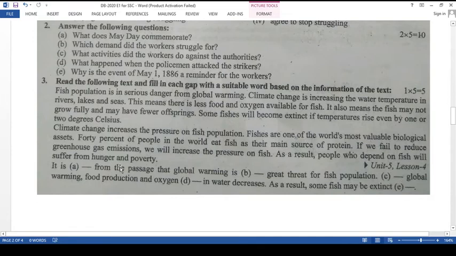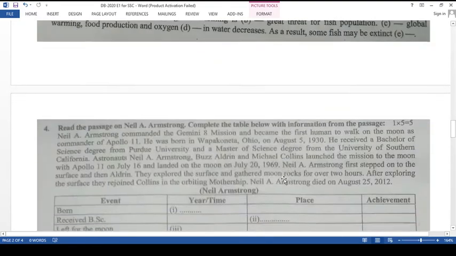So for global warming, food production and oxygen dash in water: oxygen supply in water, oxygen level in water, oxygen layer in water, so oxygen level or supply or layer in water decreases. As a result, some fish may be extinct. An adverb is needed, so forever or permanently or eternally. That means extinct, how, for long, that means permanently extinct.